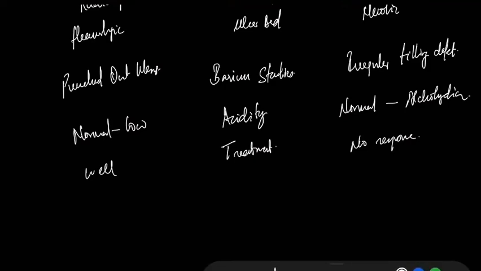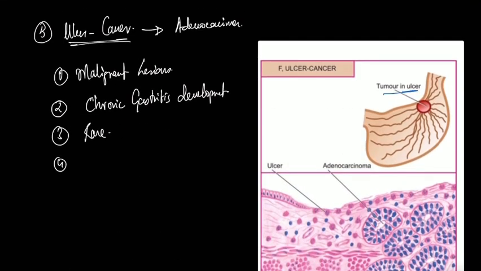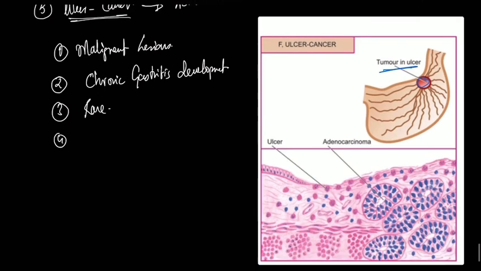Now let's come to their morphological features. We see that this is the tumor in the ulcer. All right. And in coming to the histological features, we see ulcers here. Yes. And we also see a microscopic pattern.